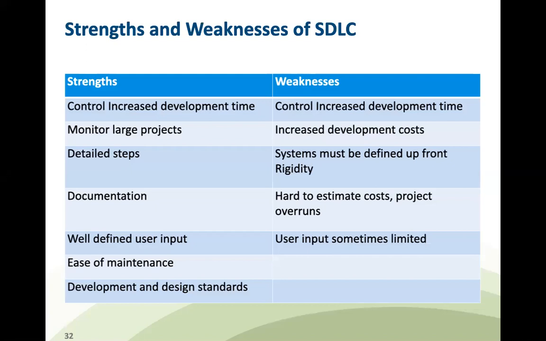What are the weaknesses? Control of increased development time. Controlling this increase in development time can be a weakness as well, because as we discussed earlier, it can be a problem for implementing new features and new technologies. There is increased development cost. The system must be defined upfront, there is rigidity, costs are hard to estimate, projects overrun, and user input is sometimes limited. These are the facts we discussed in the previous slide.